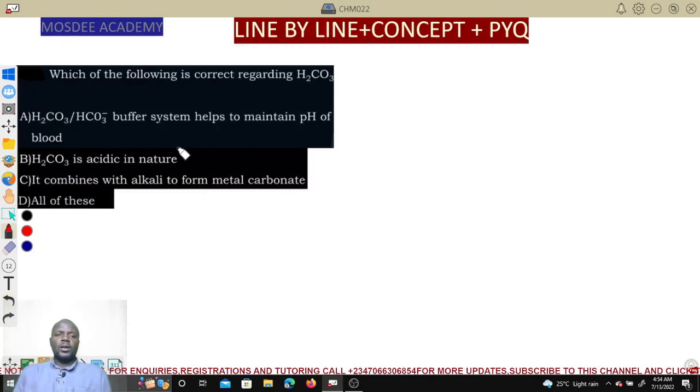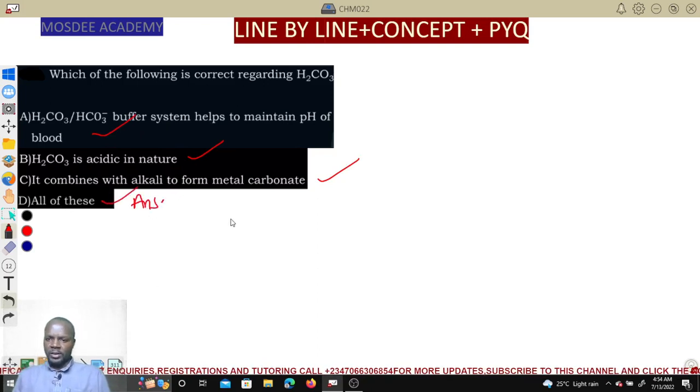Which of the following is correct regarding carbonic acid? The buffer, yes, it's correct. It is acidic in nature. It combines with alkali to form metal carbonate. Those are the properties of H2CO3, so this is the answer. The next question.